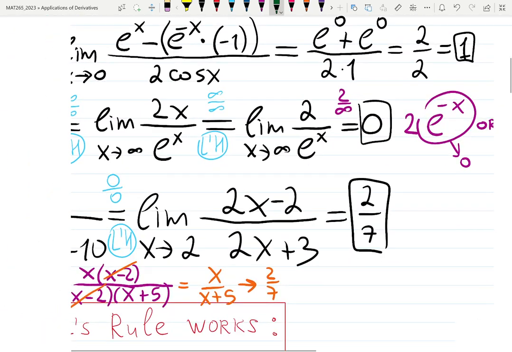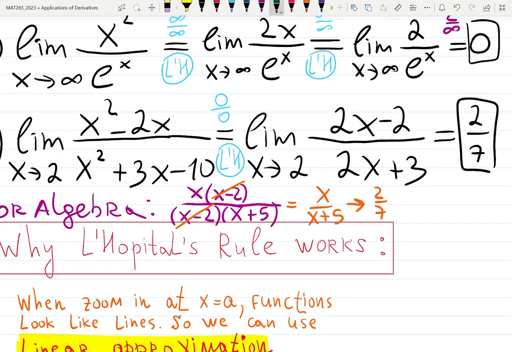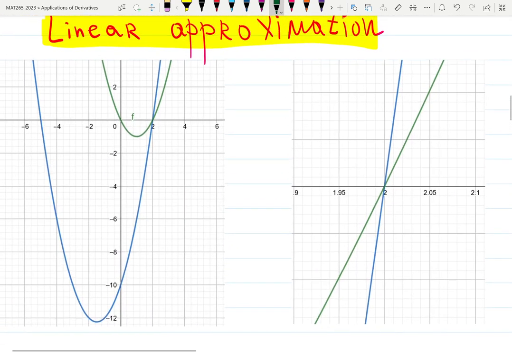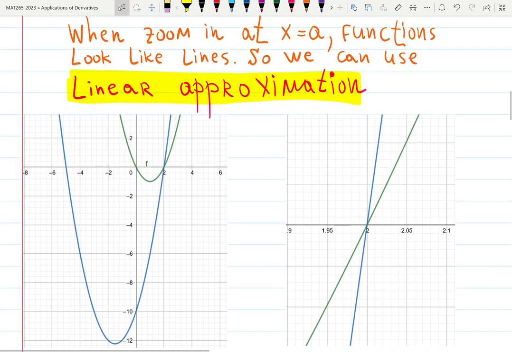Yes, the answer is not exact. That's the problem. So then why do we say equal sign? Why is there an equal sign here? Why is it exactly 2/7 if we know that linear approximation does not give you the exact answer? Do you know? When you zoom in at x equals 0, functions look like lines, so we can use linear approximation. That's my way of explaining it.